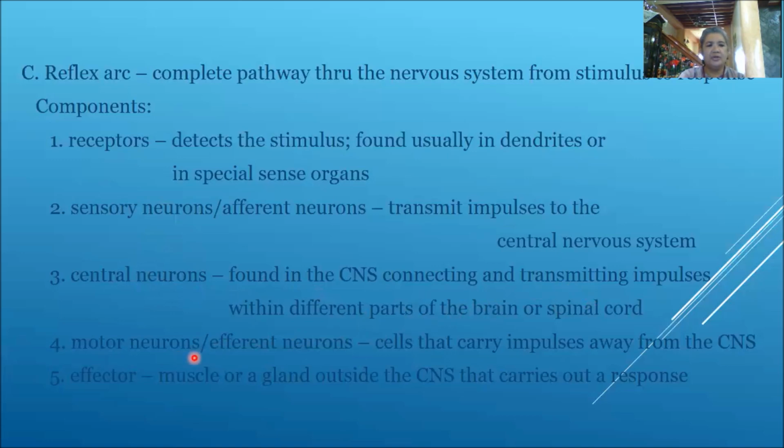And then the motor neuron will receive that impulse coming from the CNS and bring it away to the effector. The effector could be a muscle or a gland outside of the central nervous system that will carry out a response. So it is the effector which will generate the action of the impulse that has traveled to it.